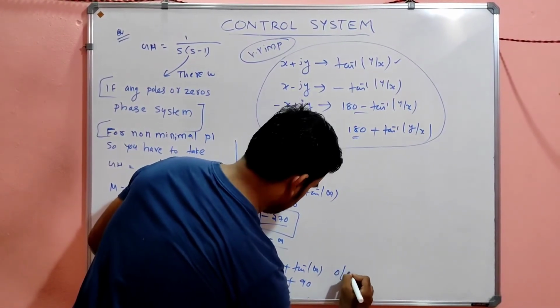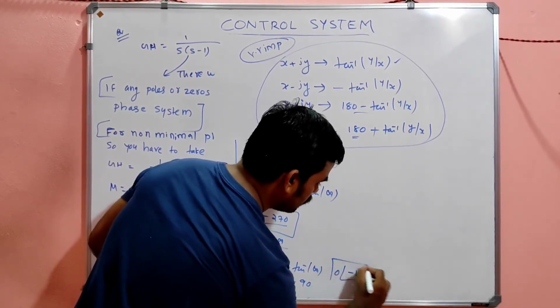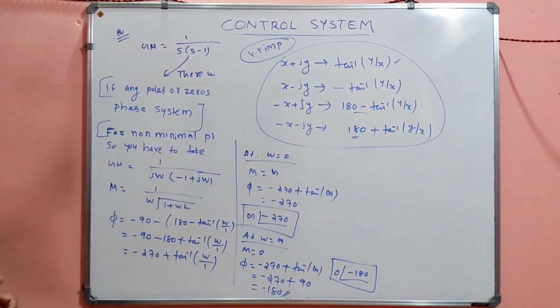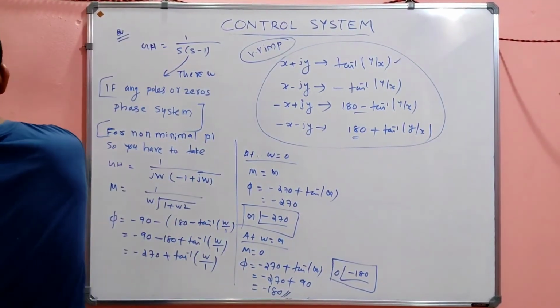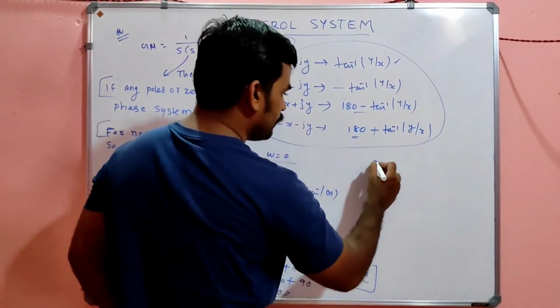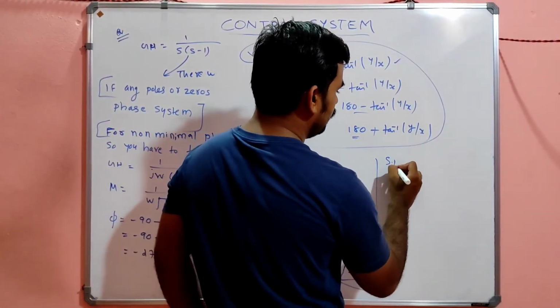So what will be the representation? 0 angle minus 180, in magnitude versus angle representation. Am I right, my dears? So what about the starting direction and ending direction now?